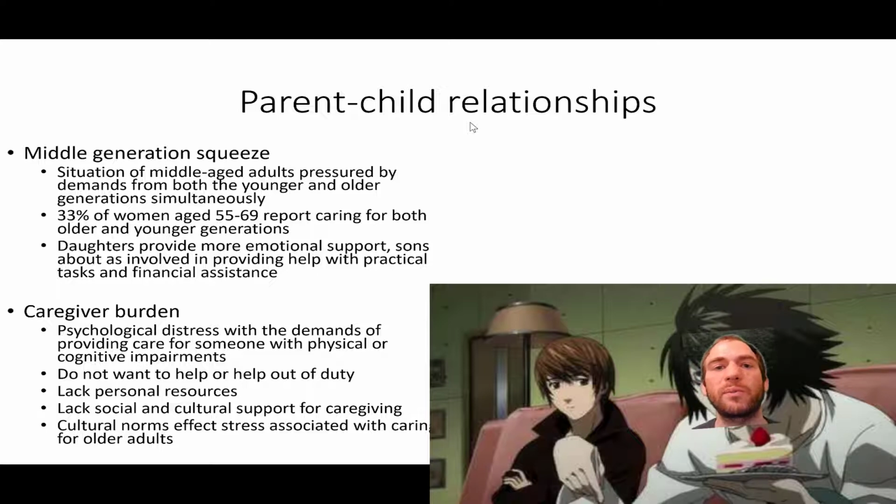So middle generation squeeze, what we're getting at here is that during the last 100 years, overall life expectancy has gone up. And this has created, obviously, a lot more older adults. So now we have a dynamic where individuals around 55 years old still have their parents alive, but also still have children. So they're in this middle generation wherein they have responsibilities for both their parents and their children, but obviously different responsibilities for both. And caregiver burden is just the idea that in the absence of personal resources, financial resources, social resources, a lack of cultural support can contribute to psychological distress that negatively impacts the caregiver during this middle generational squeeze. However, the stress associated with these caregiving responsibilities differs by culture.